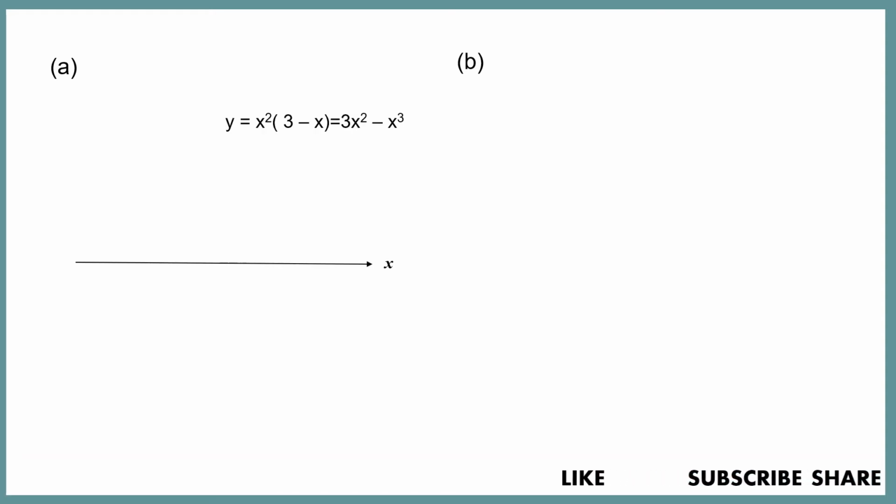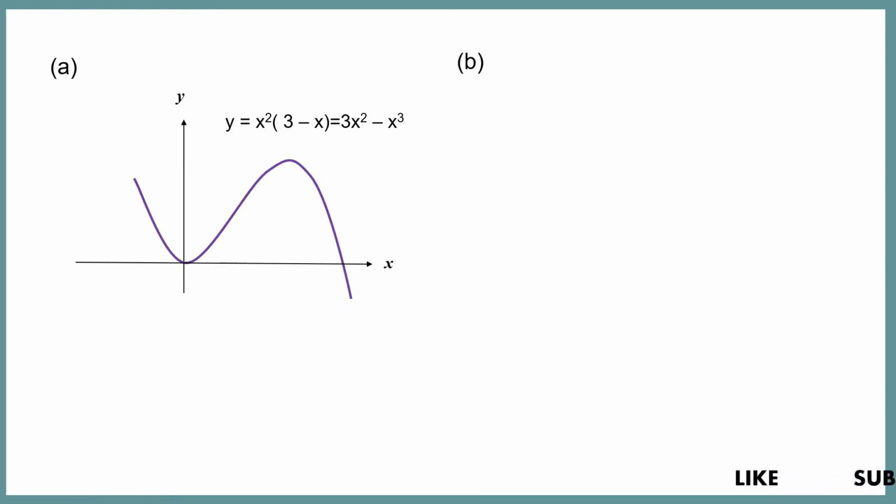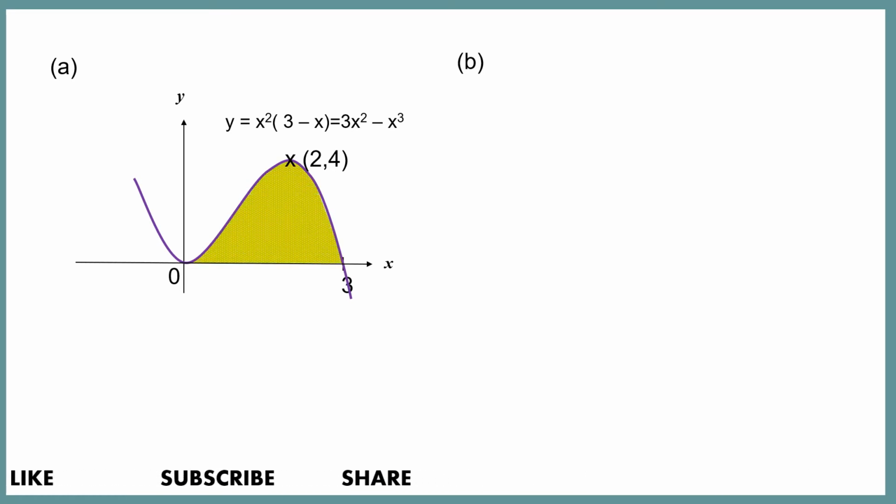Now let's sketch the curve. First, plot the x-axis, followed by the y-axis. Then, sketch the curve and label the points. Notice that the curve passes through 0, 0 is a minimum point, 2, 4 is a maximum point, and the curve cuts at 3, 0. Now shade the region where it is bounded by the curve, the x-axis, from x equals 0 to x equals 3.